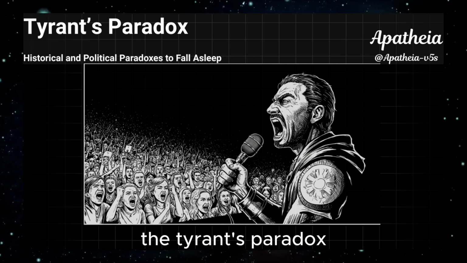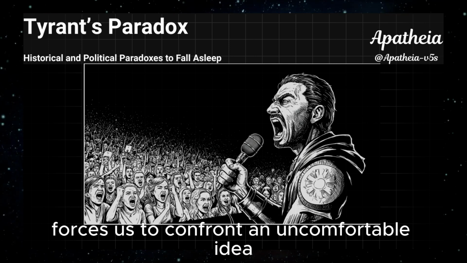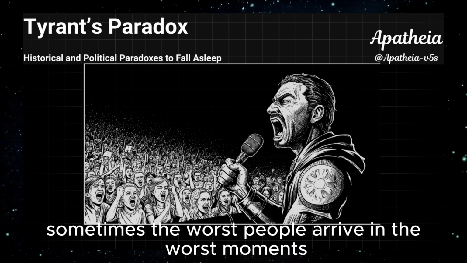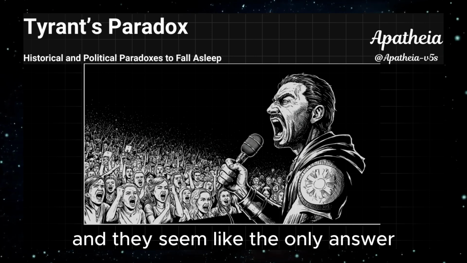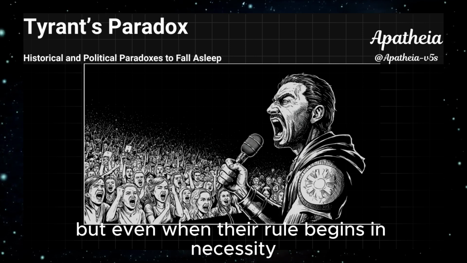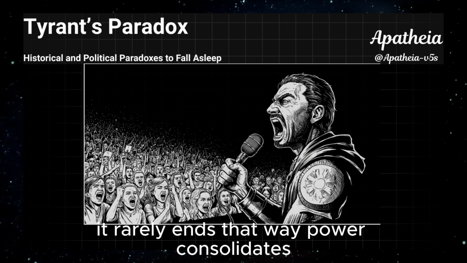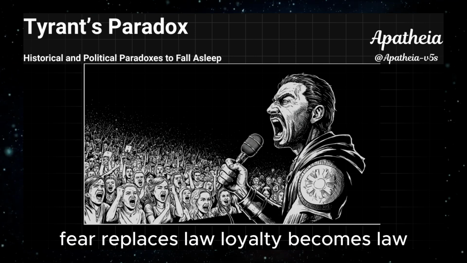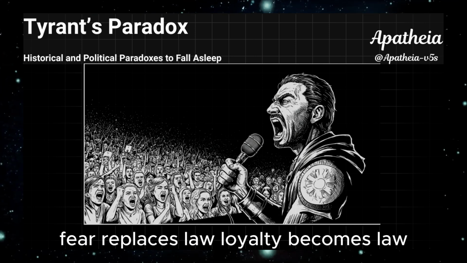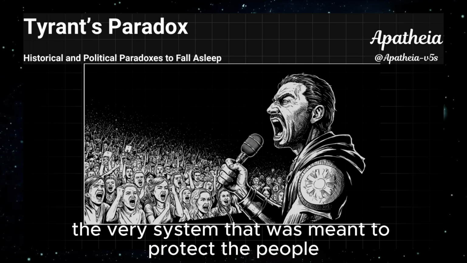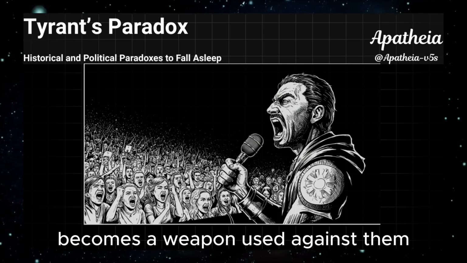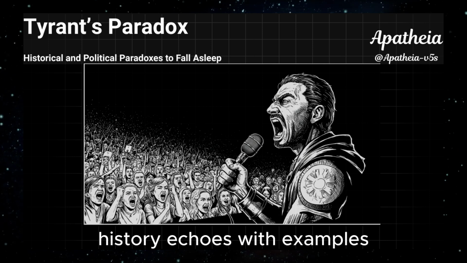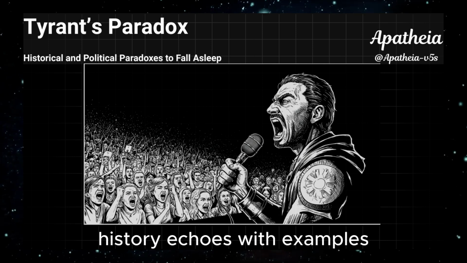The Tyrant's Paradox forces us to confront an uncomfortable idea. Sometimes the worst people arrive in the worst moments, and they seem like the only answer. But even when their rule begins in necessity, it rarely ends that way. Power consolidates. Fear replaces law. Loyalty becomes law. And suddenly the very system that was meant to protect the people becomes a weapon used against them. History echoes with examples.